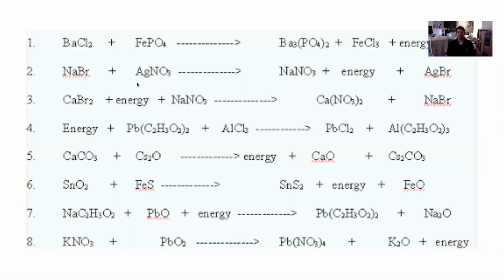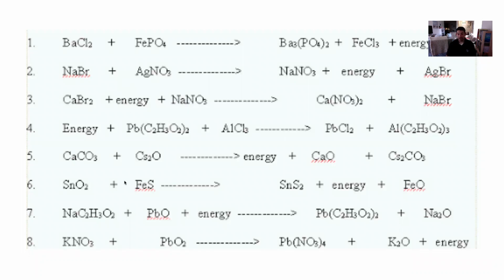All right, so we have lots of examples on this page. If we look at reaction 2, NaBr plus AgNO3 yielding NaNO3 plus energy plus AgBr, because energy is a product, this is an exothermic reaction. It's giving off heat. Heat is flowing from the system to its surroundings.